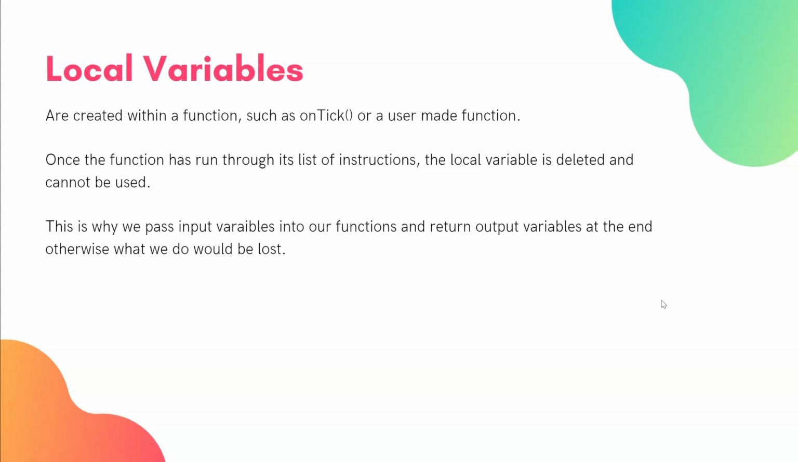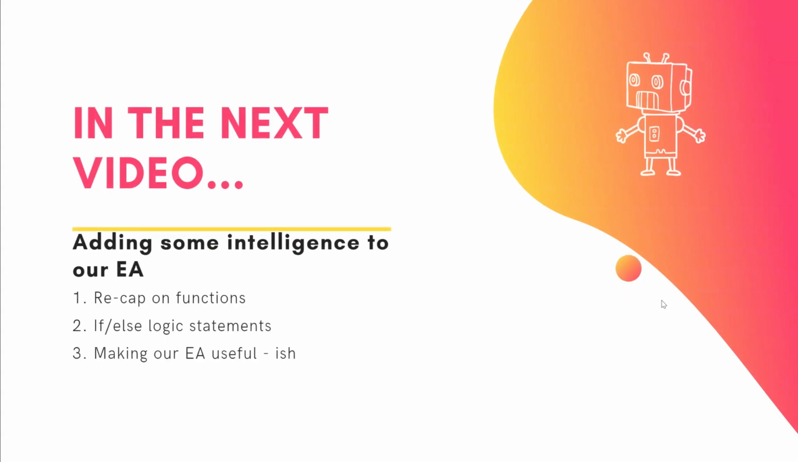And that's why we pass input variables into our functions and return output variables at the end, because the variables that are created within the function disappear once the function is run. So we put variables in, we get a variable out, or we get multiple variables out, and the variables that we created in between to help us manage the code are gone. And so that's why we do that.